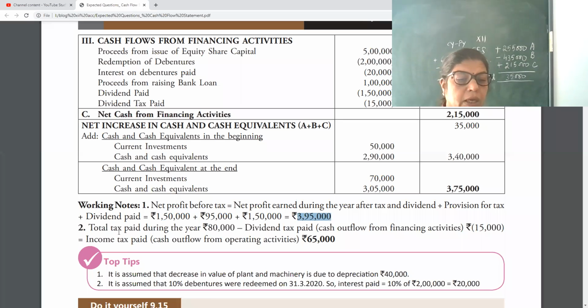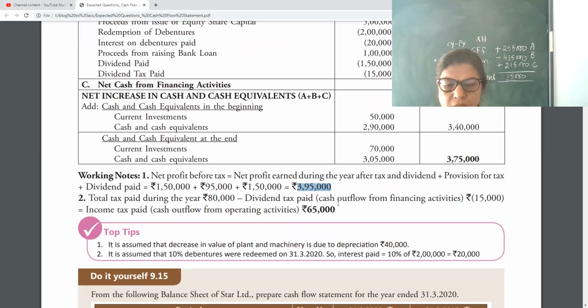Good. Now how to calculate total tax paid during the year? Very easy. Tax paid during the year 80,000 minus dividend tax paid 15,000. So total cash outflow from operating activity is 65,000.